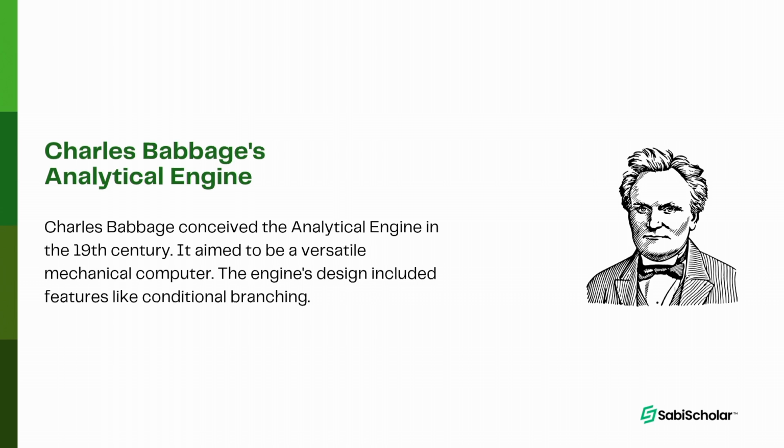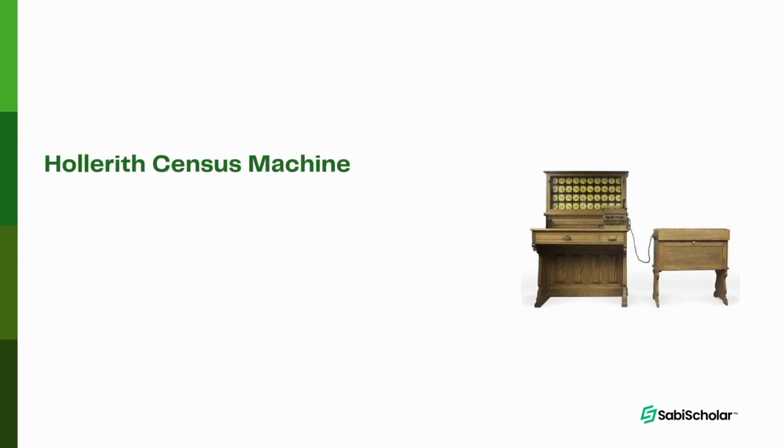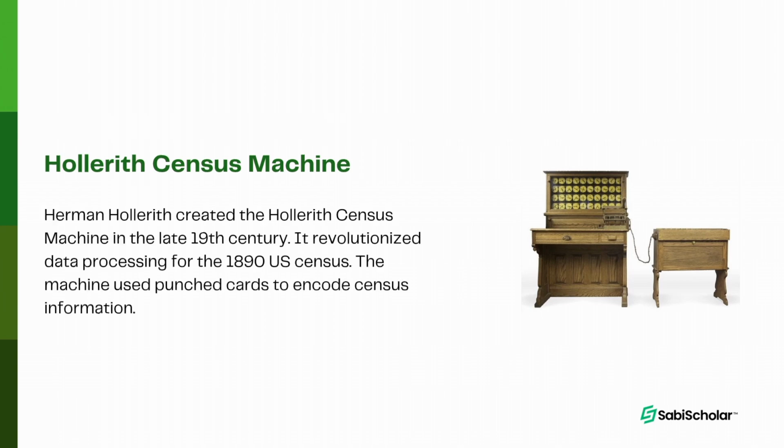So we have the Hollerith census machine. A certain person, yes, we can say that, Herman Hollerith. Now you know where the Hollerith census machine came from. So Herman Hollerith created the Hollerith census machine in the 19th century, and it was used for data processing, specifically for the census in the US in 1890, actually.